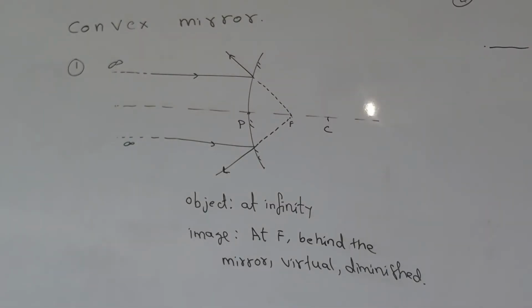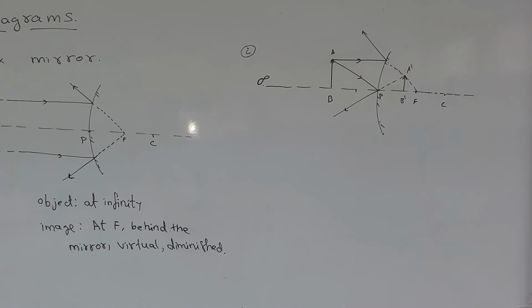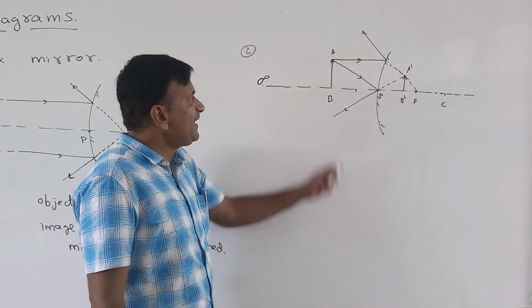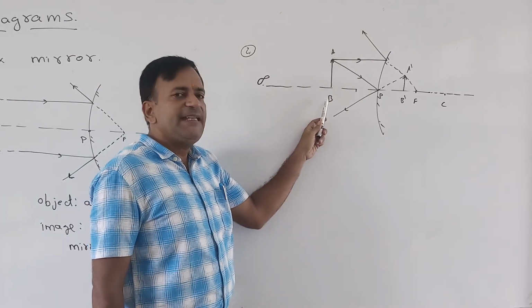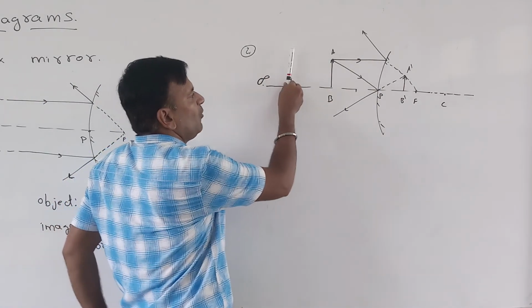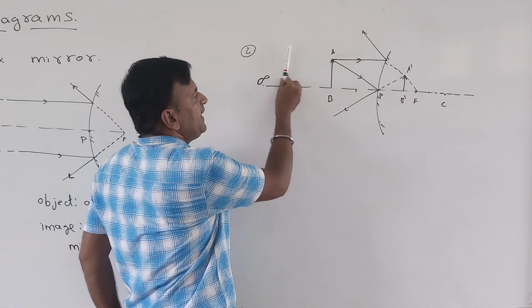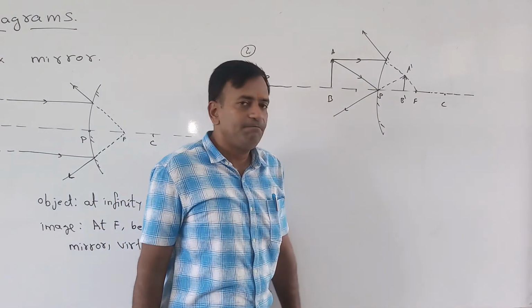Now, diagram number 2 for convex mirror. Now coming to the second diagram of convex mirror. The object AB is placed between pole and infinity. This object can be anywhere between pole and infinity. Could be at infinity or not at infinity. Somewhere closer than infinity, could be here, anywhere. Does not affect the ray diagram.